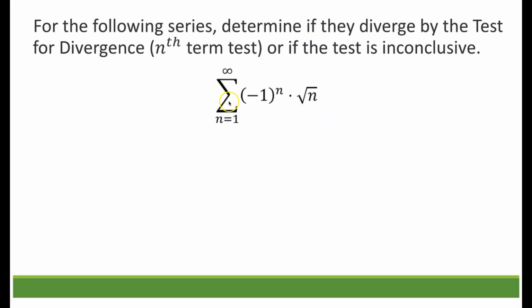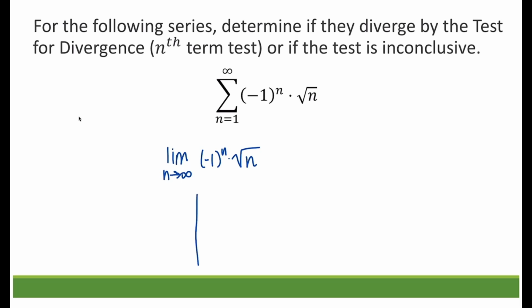On this example, I have the sum of n equals 1 to infinity of negative 1 to the n times the square root of n. So let's write out the limit as n approaches infinity of the quantity negative 1 to the n times the square root of n.